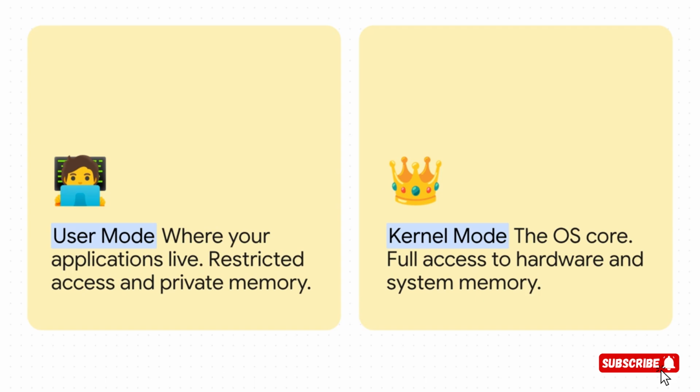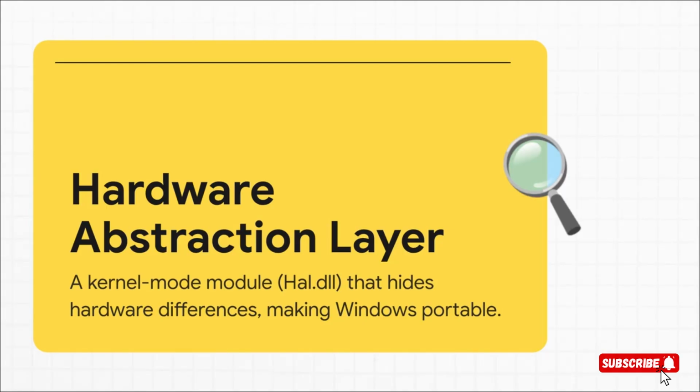Now, you might be wondering, how does one operating system run on thousands of different hardware configurations? A huge part of the answer is this thing called the hardware abstraction layer, or HAL. You can think of it like a universal travel adapter. It sits at the very bottom of the kernel, and it presents a standardized interface to the rest of the OS, hiding all the messy, specific details of the motherboard and processor underneath.